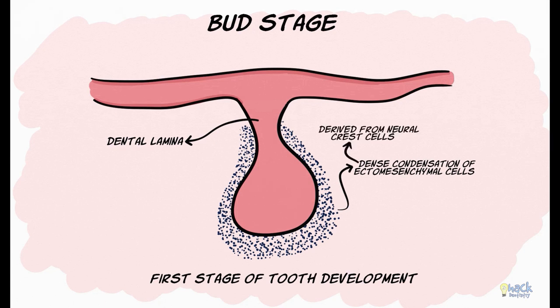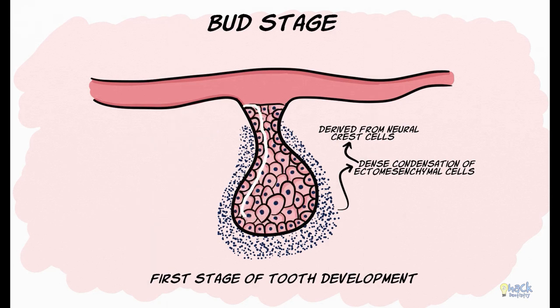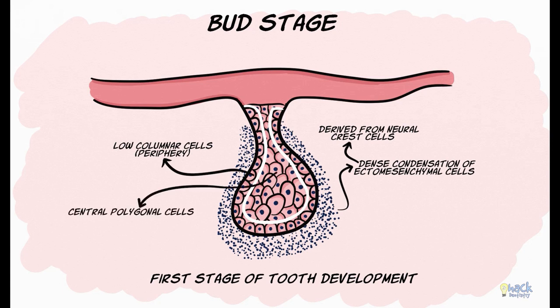The tooth bud is referred to as the enamel organ due to the fact that it would eventually give rise to the enamel of the tooth. The enamel organ in the bud stage comprises low columnar cells peripherally and polygonal cells centrally.